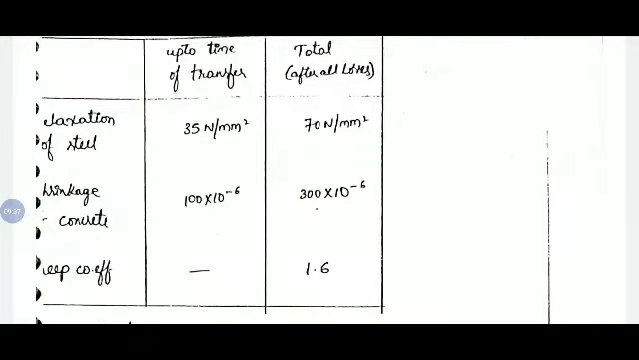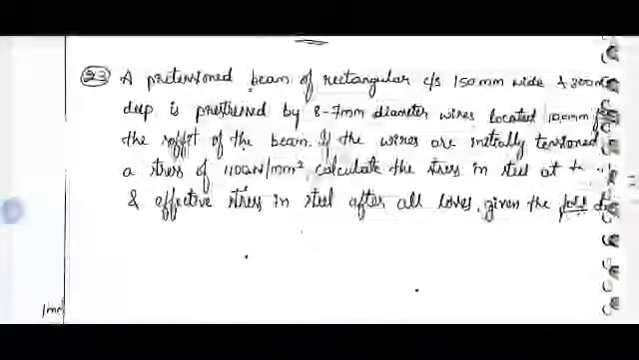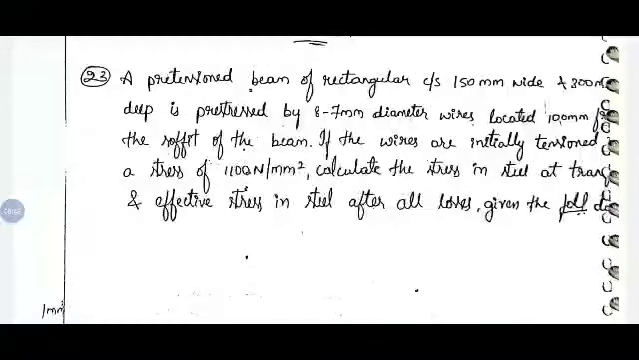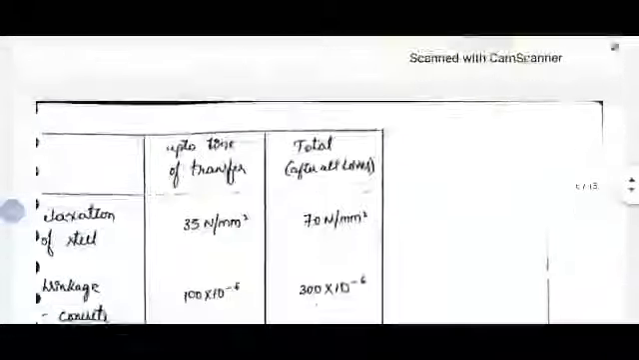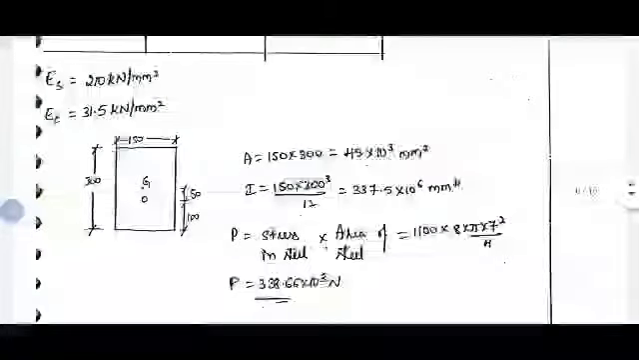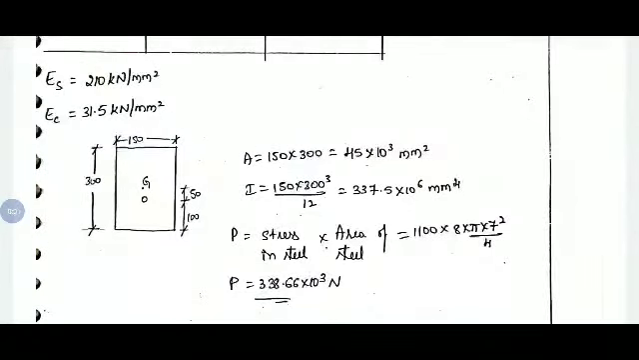So here in this problem we have two conditions. Calculate the stress in steel at transfer and effective stress in steel after all losses. So that means here we need to consider immediate losses and time dependent losses. So first we will calculate the required data.